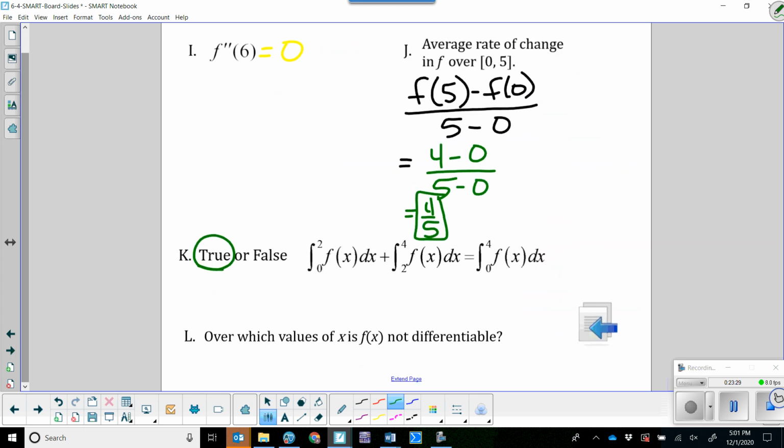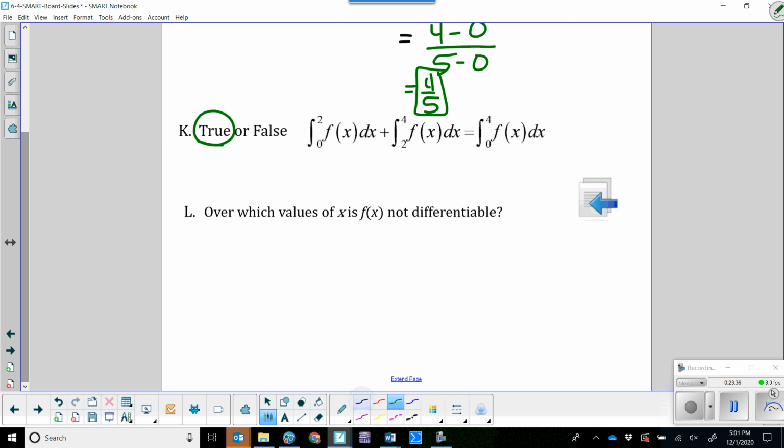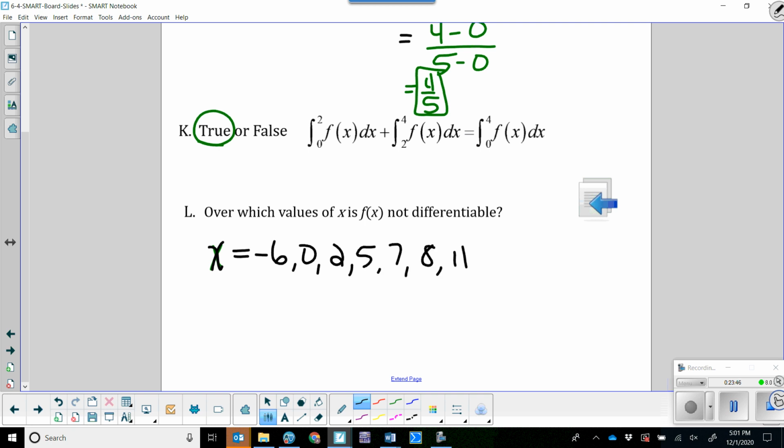So my answer would be, it says over which values of x is it not differentiable? And so your answer would be the x values, which would be x equals -6, 0, 2, 5, 7, 8, and 11. And those were all the things that we marked in the picture.